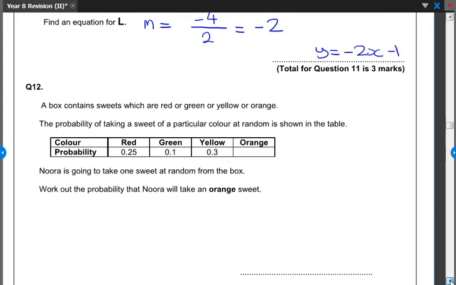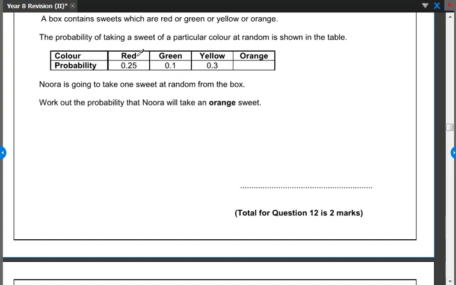Moving on, another super easy question here. The probability of taking a sweet of a particular color at random is shown in the table. So we have 4 different colors of sweets. Noura is going to take 1 sweet at random from the box. What's the probability she takes orange? Well, we know the sum of all probabilities is always 1.